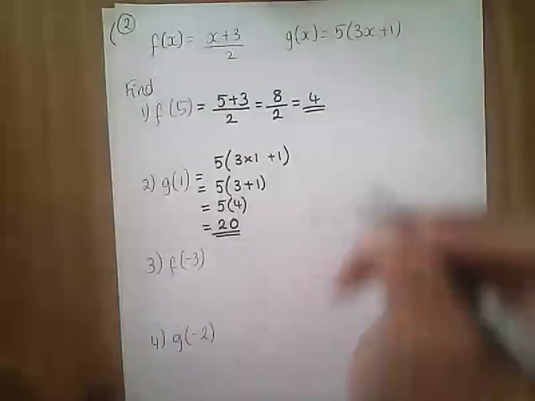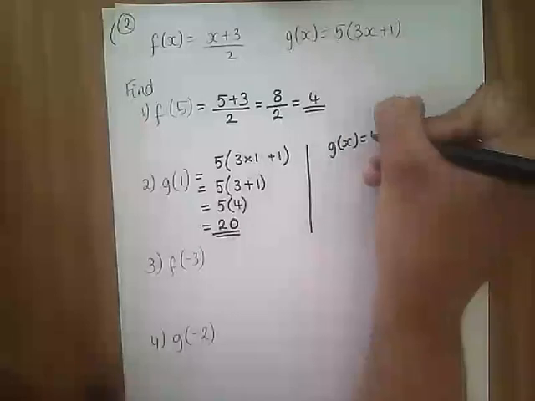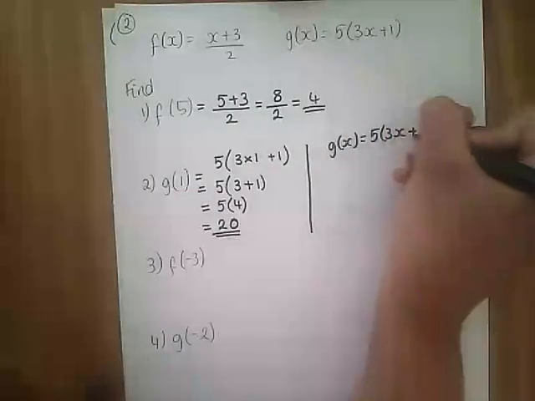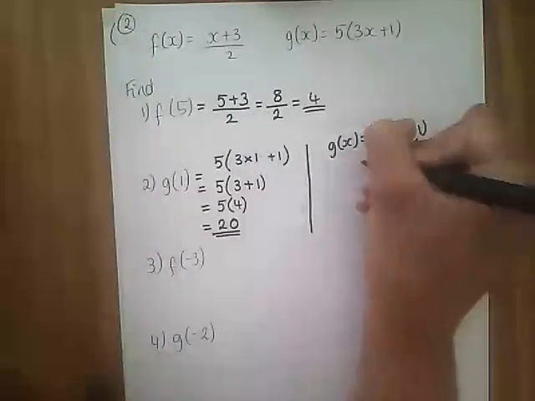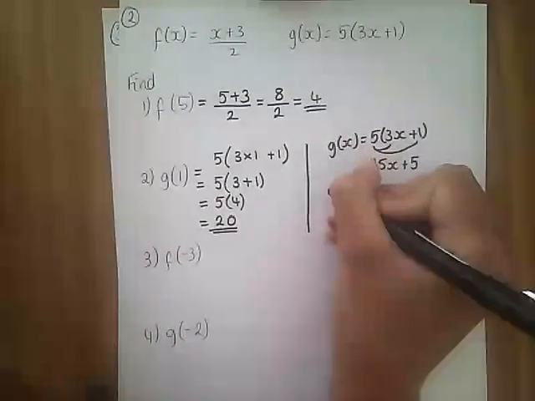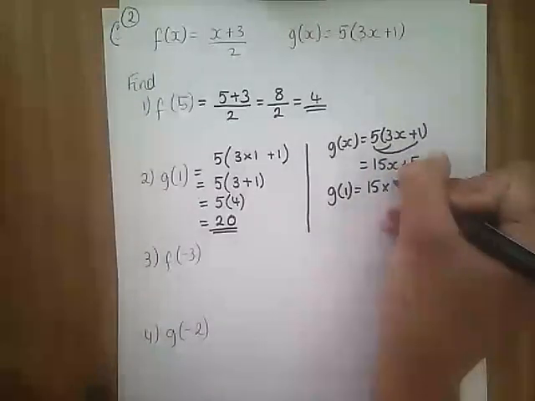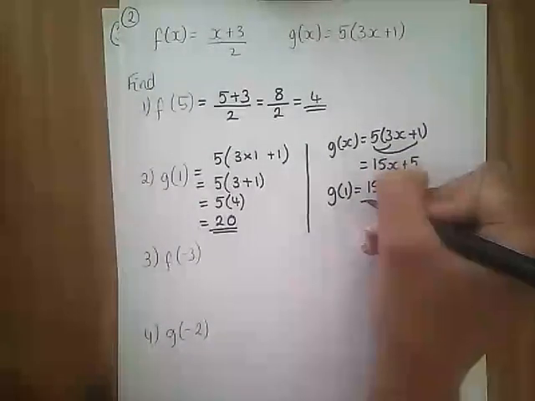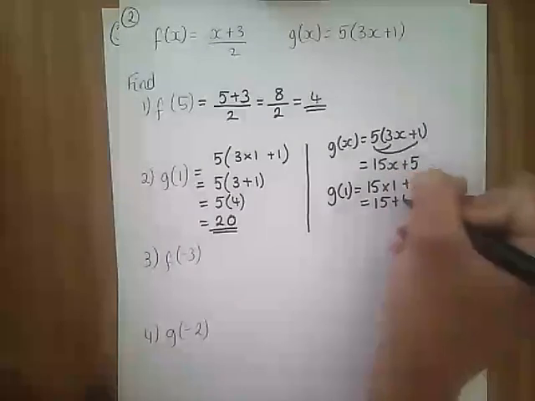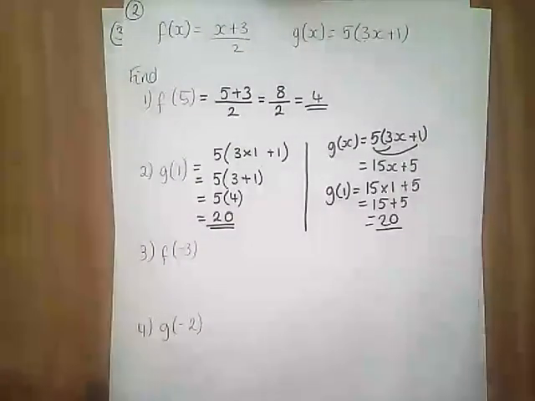Alternatively, you could expand g of x at the beginning. So we could say that g of x is going to be 15x plus 5. Then if you do g of 1, we're going to do 15 times 1 plus 5. 15 times 1 is 15, plus 5 makes 20. Either way you get the same answer.